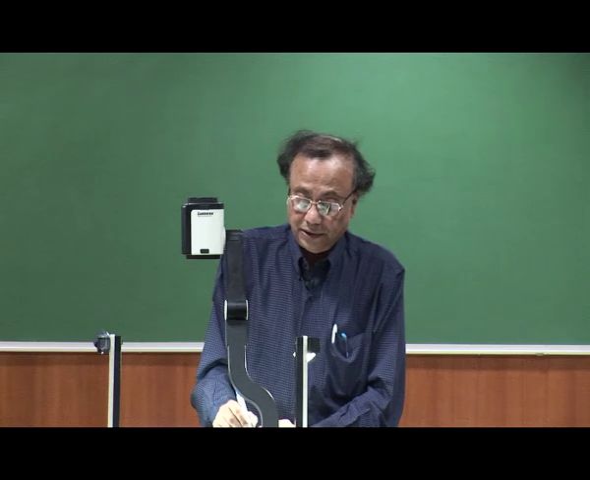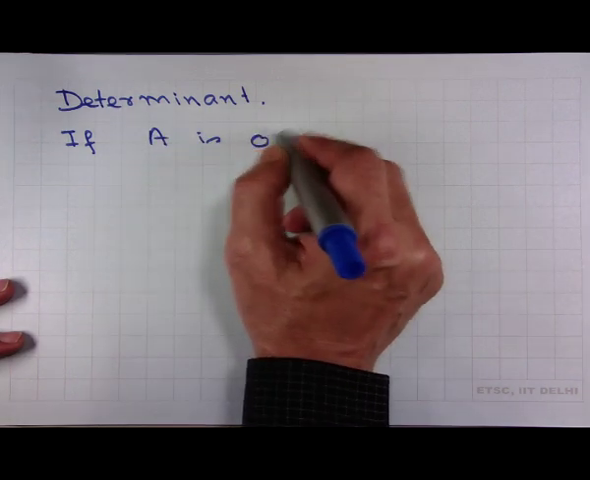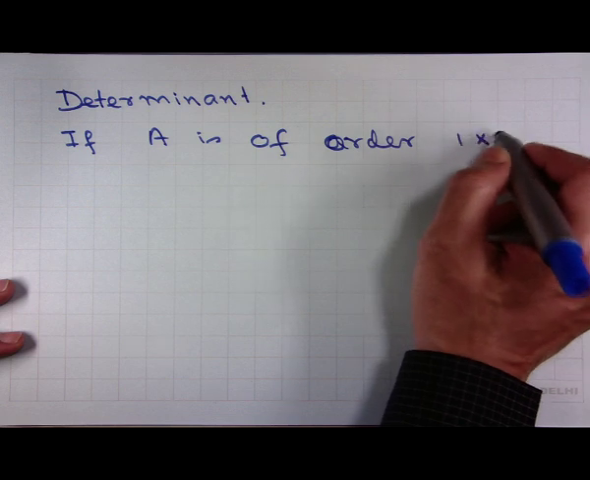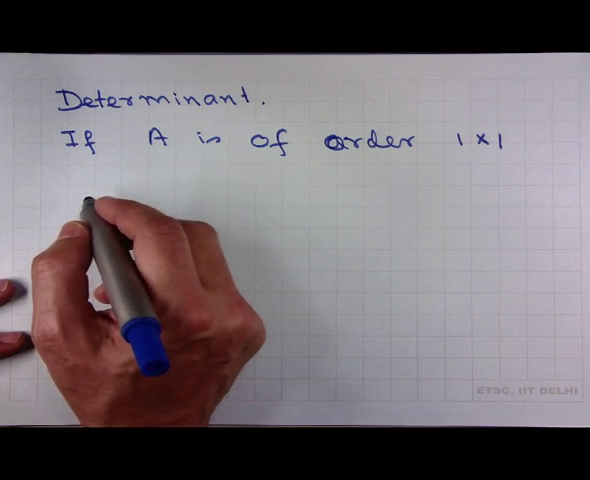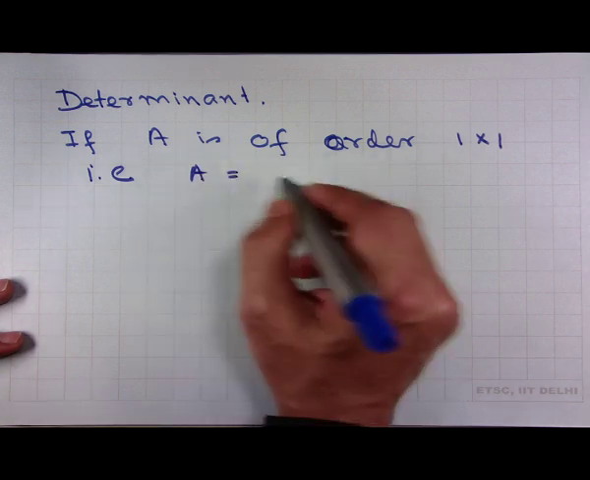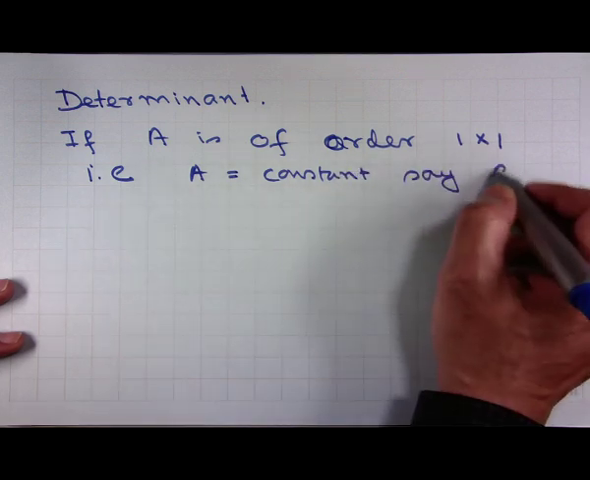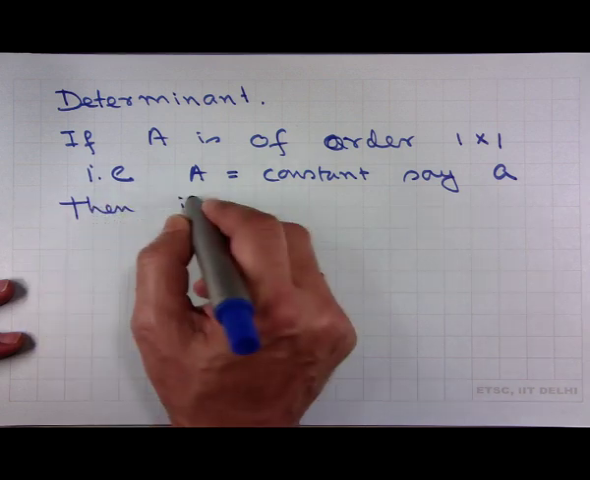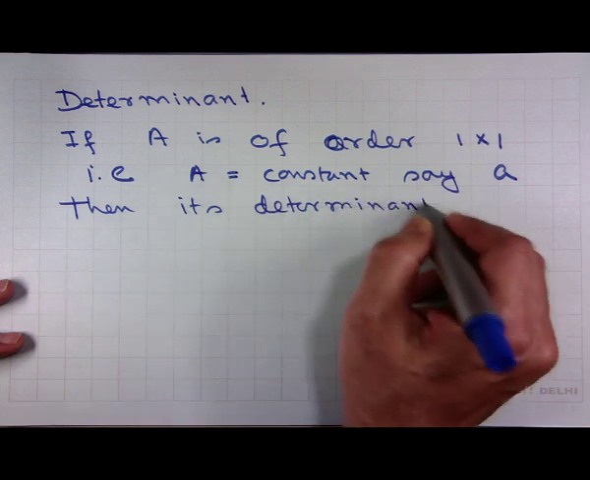How is the determinant defined? If A is of order 1 cross 1, that means if A has only one row and one column, that is, A is a constant, say A, then its determinant is A.